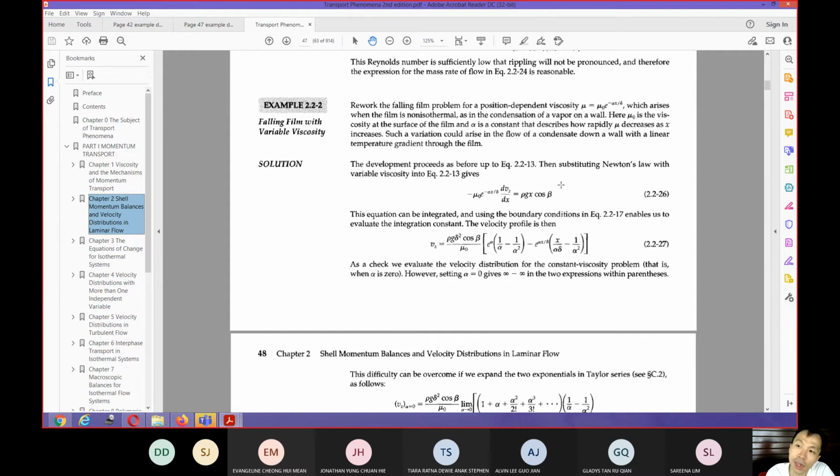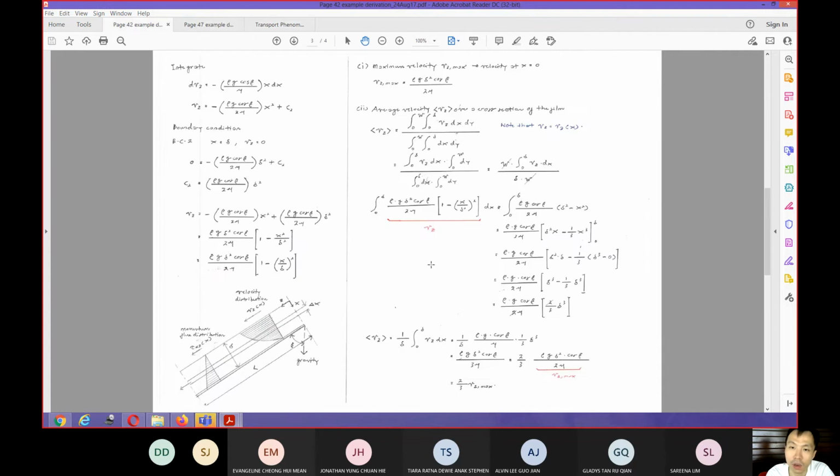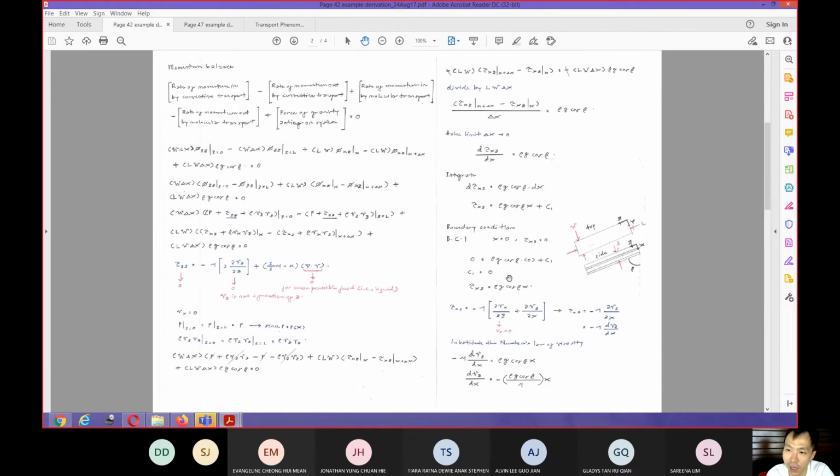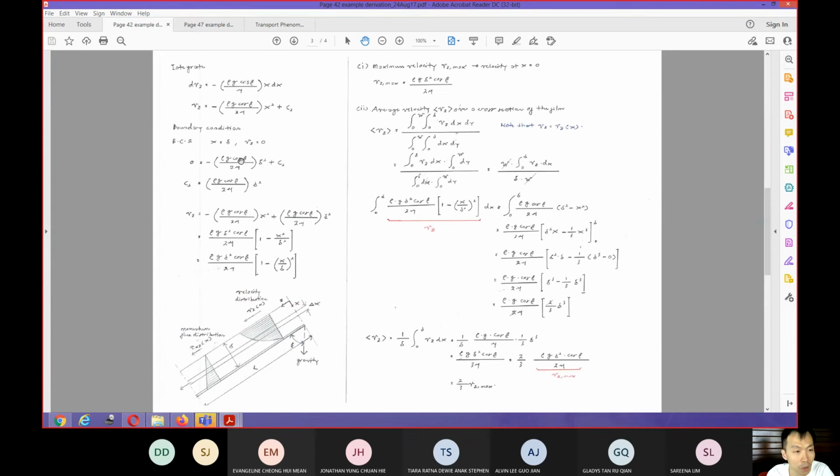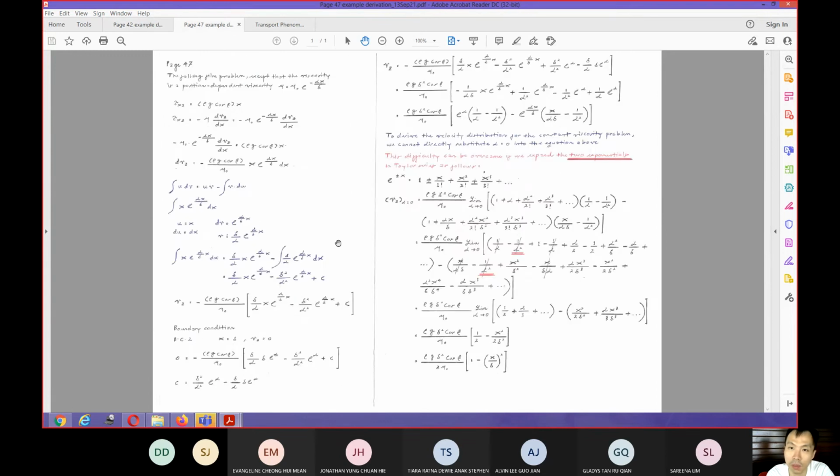If we assume these things, then it will not be as straightforward as just putting in this term here. The boundary conditions will be the same, and everything will be the same up to this particular point. The difference comes when we substitute Newton's law of viscosity. Because mu is no longer a constant, the way that you integrate will not be as simple as before. So what are the differences? Let's inspect these things.